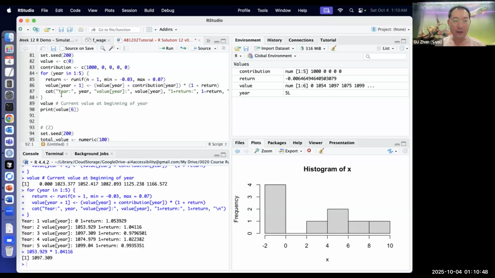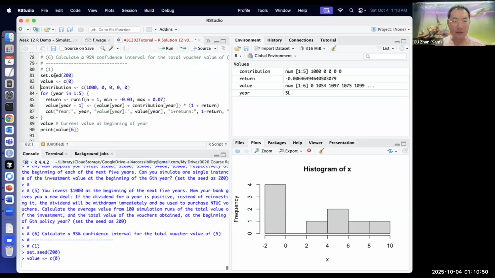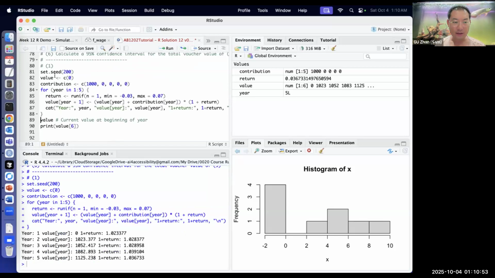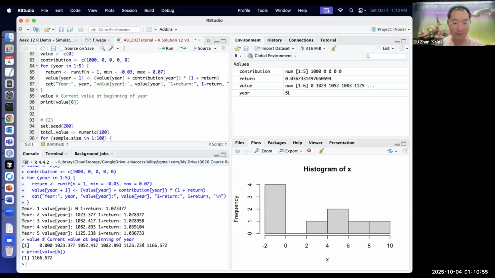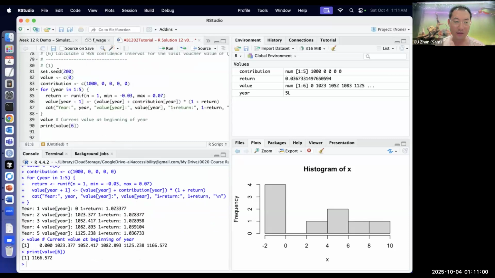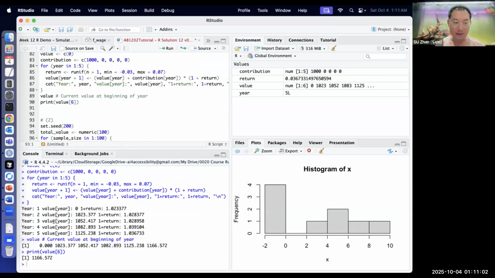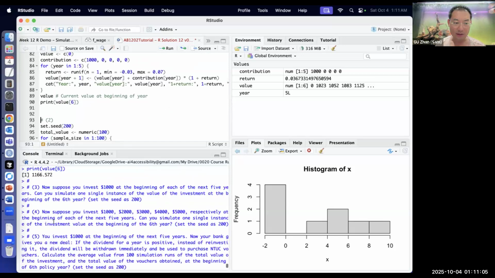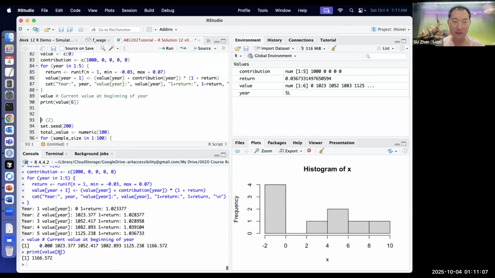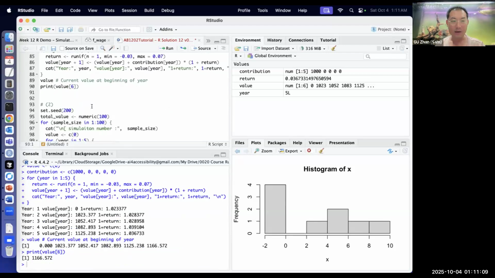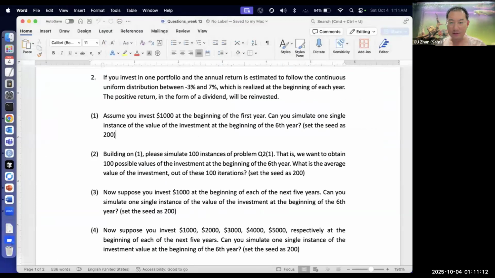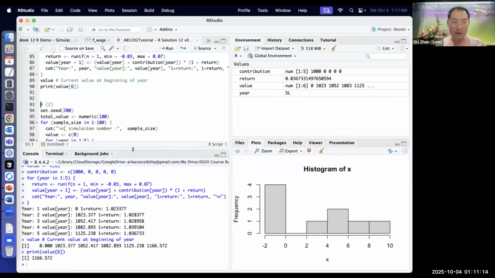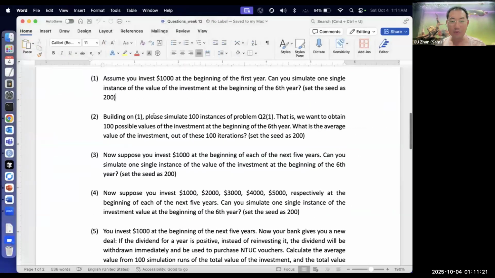Okay. Then let's see it again. Let's run it again. Print value. So each time when you run the same thing, it should give you the same value. Let's run it again. We are seeing exactly the same one, 1166. Okay, which is okay. So we're done with that. So at the beginning of the 6th year, we'll get $1166.572.